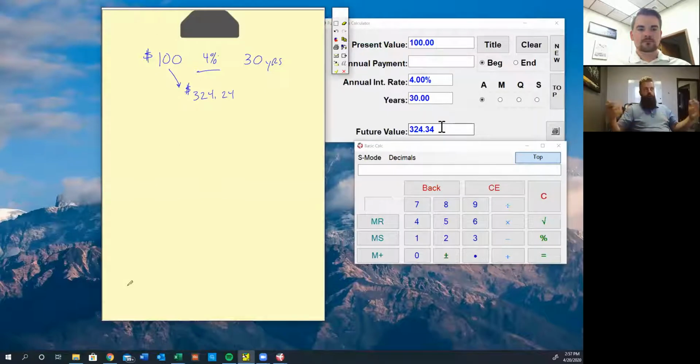And overall, over that 30 years, what that is, we'll round a little bit, 224% rate of return, right? Over that full 30 years, 224%. So now someone might look at this and say, well, that's pretty good. What was my average rate of return over those years?